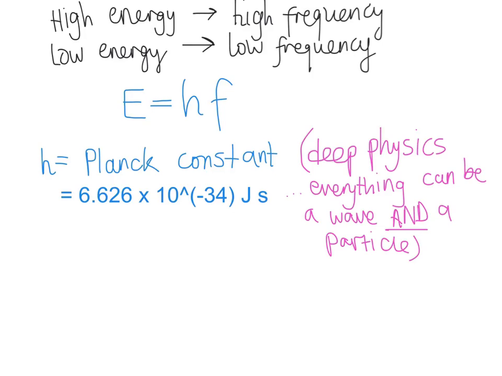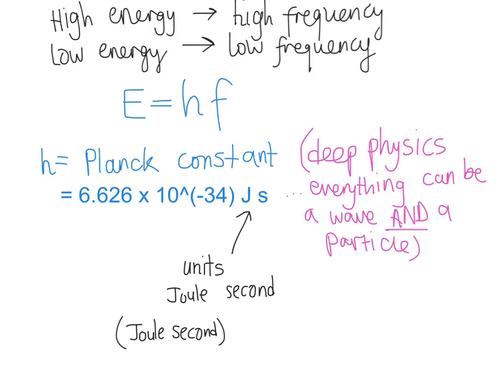So anything multiplied by 10 to the power of negative 34 is a really, really small number. And basically that's referencing the idea that you're only going to see this behavior, where stuff can be a wave and a particle at the same time, on really, really small scales. And it's important not to forget the units at the end of this constant: joule seconds.